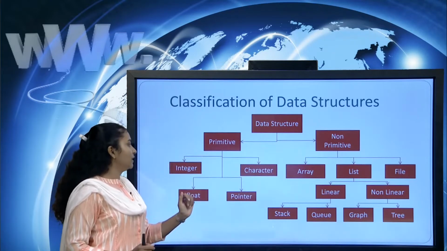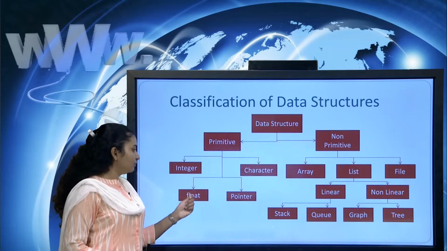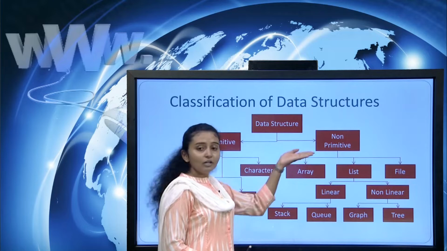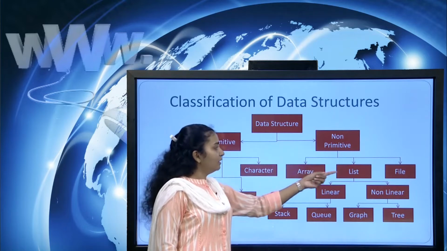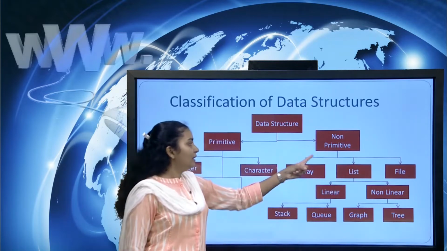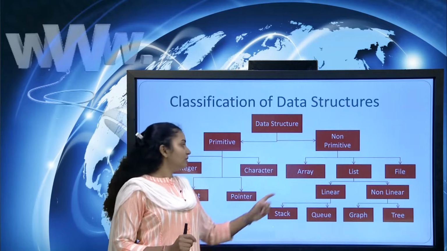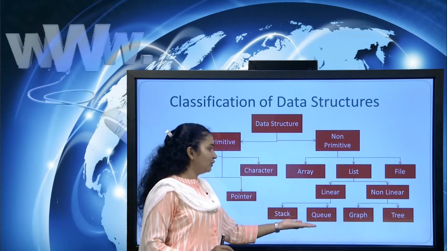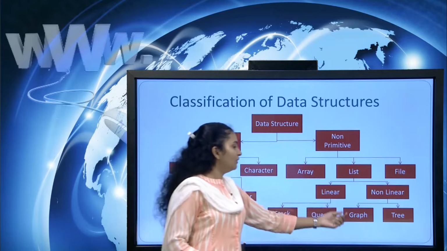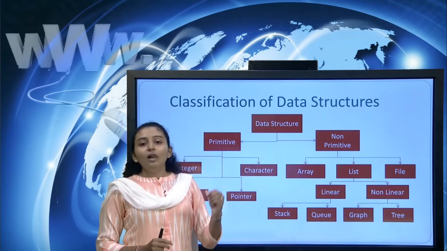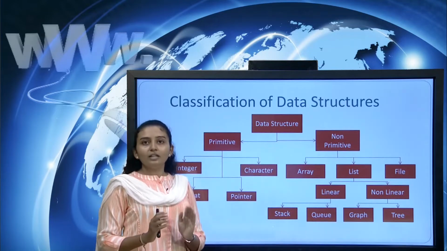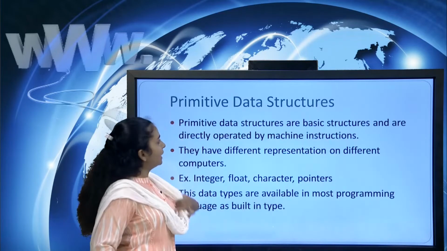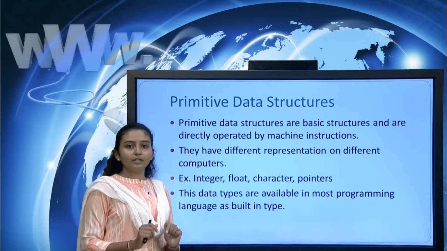Now, in primitive data structure, we have integer, float, pointer, character. In non-primitive data structure, it further divides into array, list and file. In list, we have two kinds of list, that is linear and non-linear. In linear format, we have stack and queue. In non-linear format, we have graph and tree. Now, let's start understanding each and every classification of data structure in depth. First, we will go for primitive data structure.